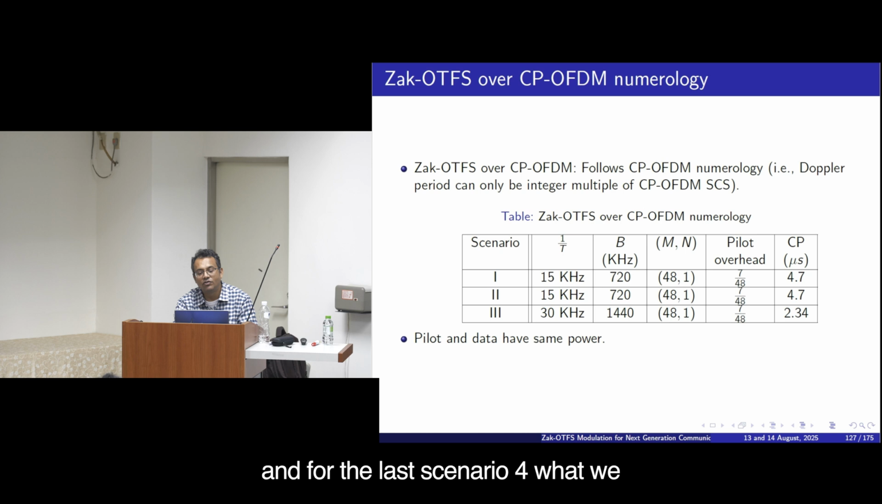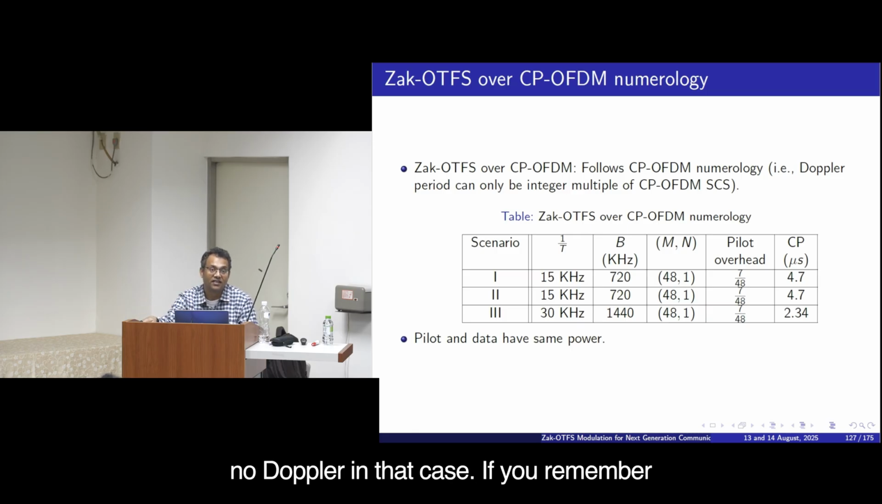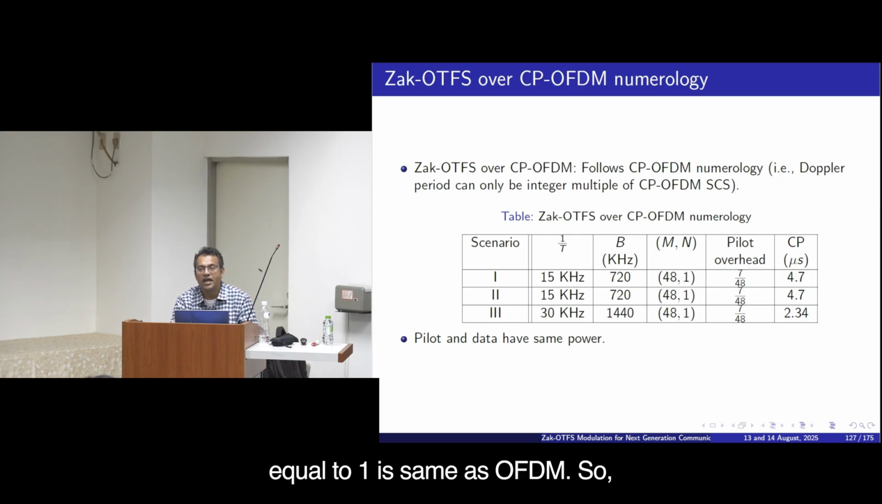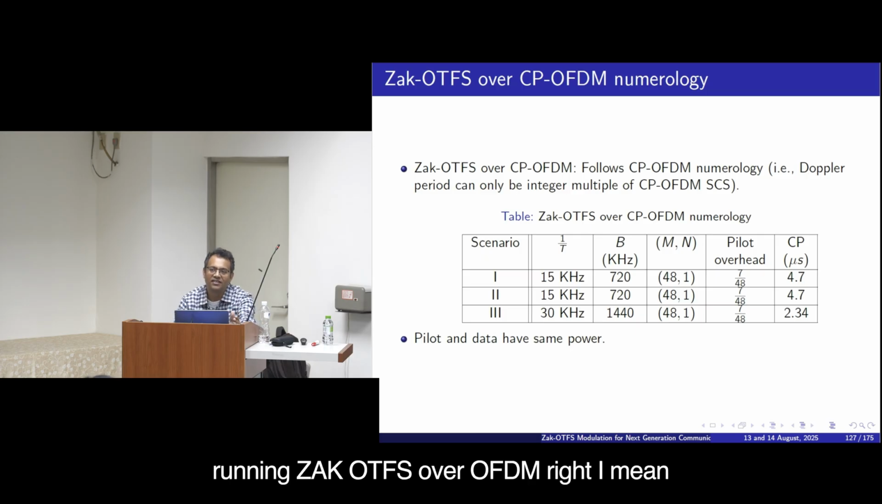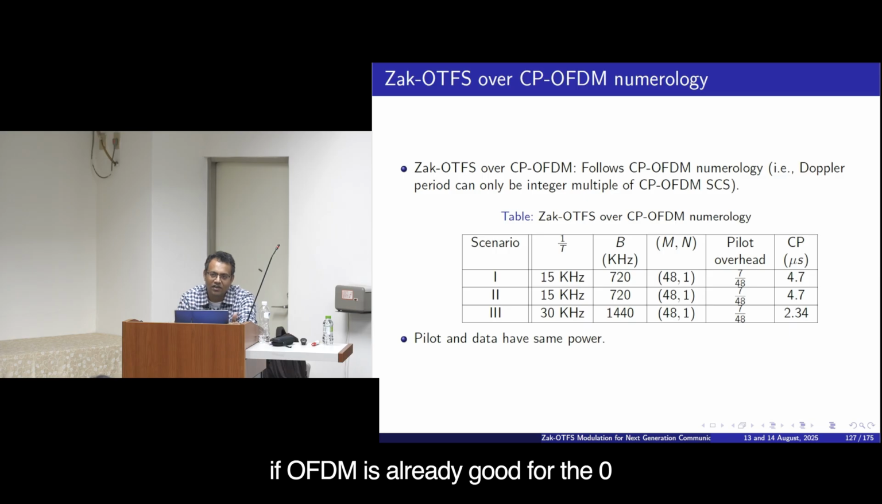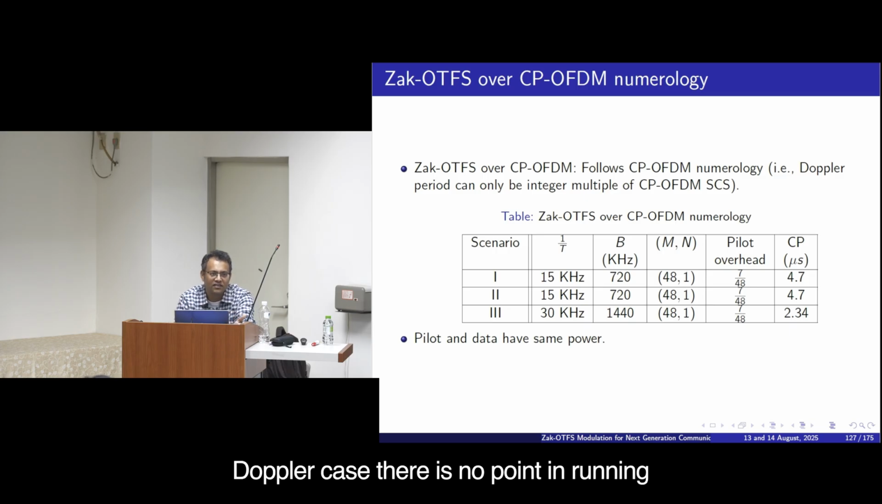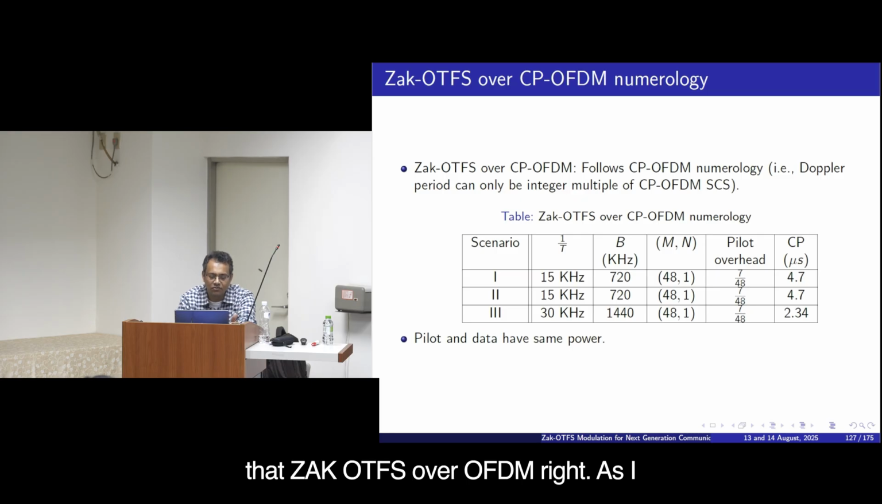And for the last scenario 4, what we saw was the best case was when capital M is equal to 1, because there is no Doppler in that case. If you remember scenario 4, there is no Doppler, but M equal to 1 is same as OFDM. So, that is why there is no point in running Zach OTFS over OFDM, right. I mean, if OFDM is already good for the 0 Doppler case, there is no point in running Zach OTFS over OFDM, right.